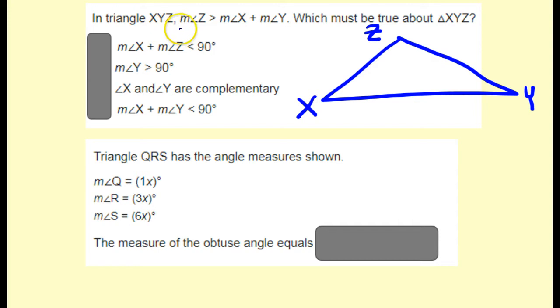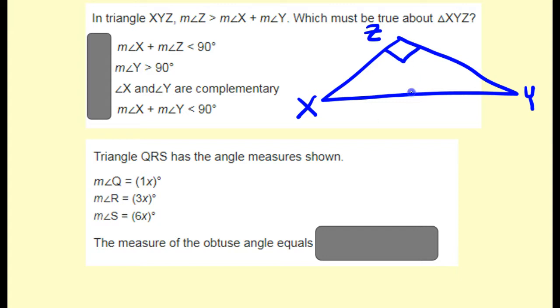In triangle XYZ, angle Z is greater than the sum of x plus y. And then they're asking us which of these statements must be true. So Z is greater than the sum of the other two. So let's play around with that for a minute. Imagine that Z was 90 degrees.